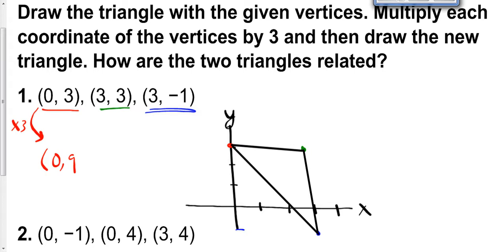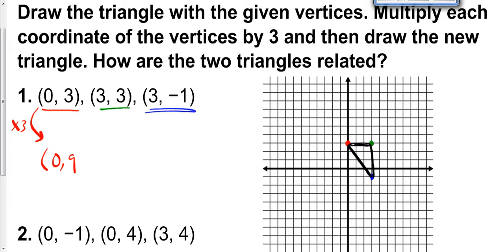Let's do it. Okay, much better. We got a better looking triangle here. Now we multiply both of these. We have 0, 9, so now I have this point right here. Let's make the new green point. I have to take both coordinates and multiply them by 3, so I have 9, 9. I've got this over here, 9, 9. 1, 2, 3, 4, 5, 6, 7, 8, 9. I think I'm right about here with that point.